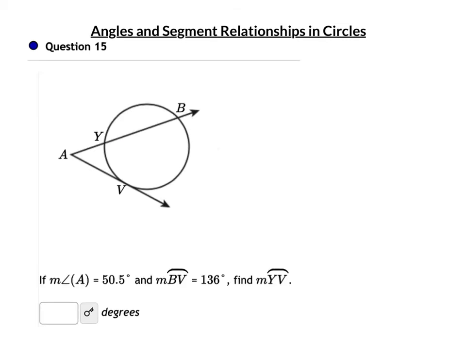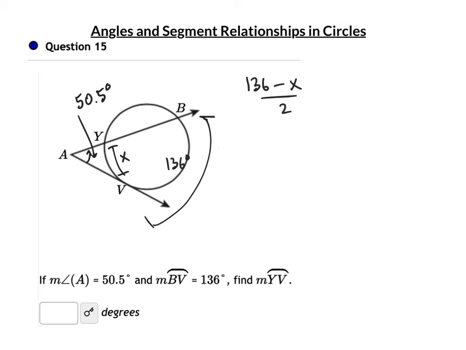Question 15. This is exactly the same as the previous example. We had two secants in the previous. This is a secant and a tangent, but it's the same theorem. The angle formed is half the difference of the two arcs. The measure of angle A here is 50.5 degrees. BV is 136 degrees. I'm going to call that X. 136, the big arc, minus the small arc, divided by 2 is 50.5.